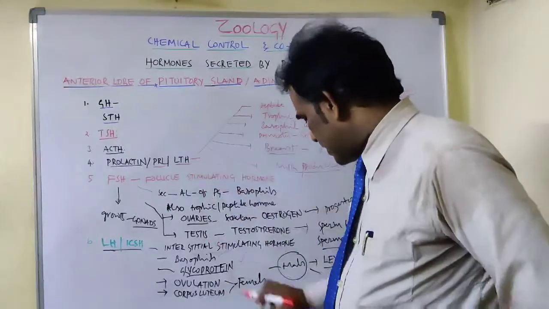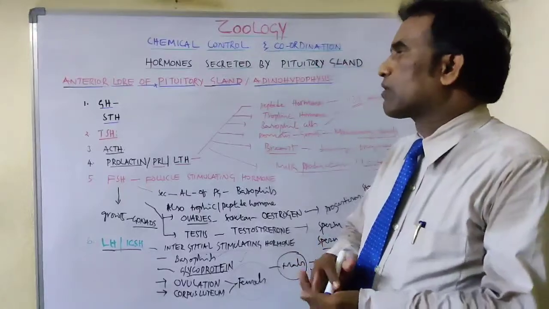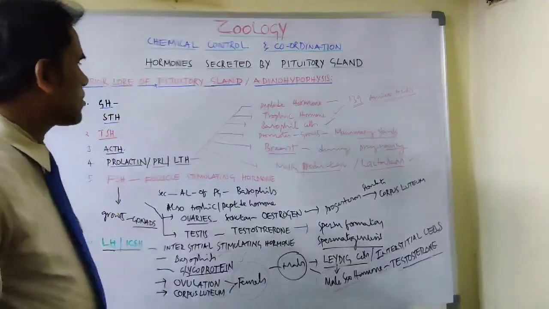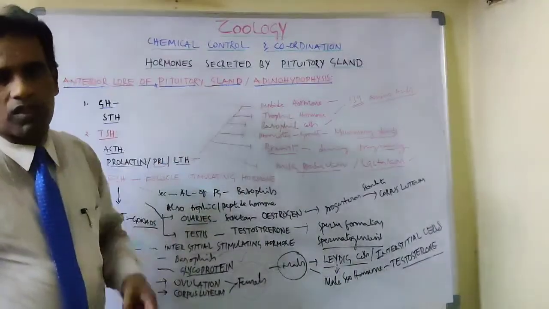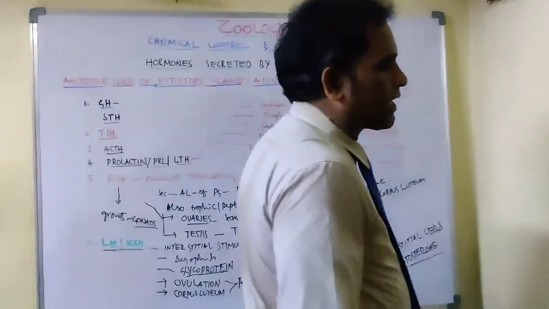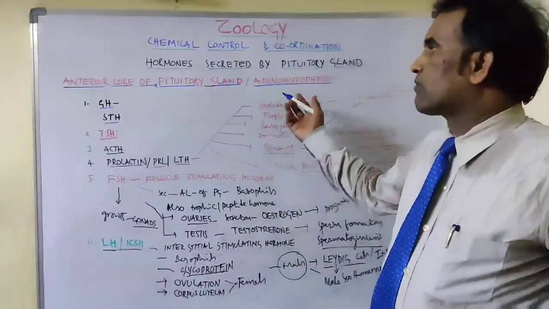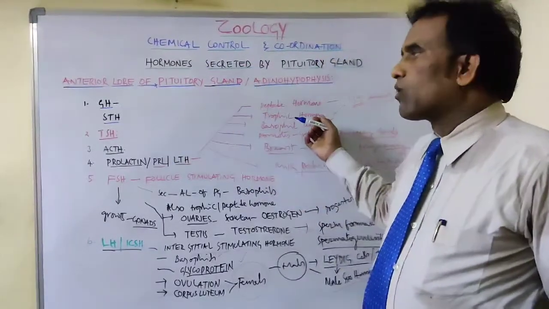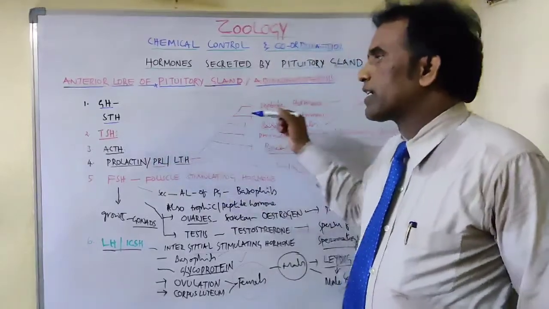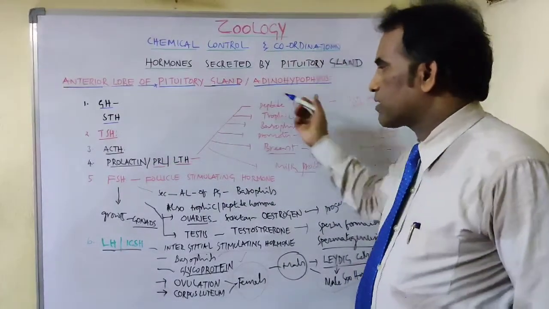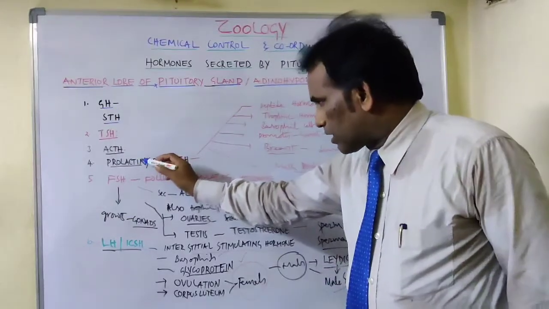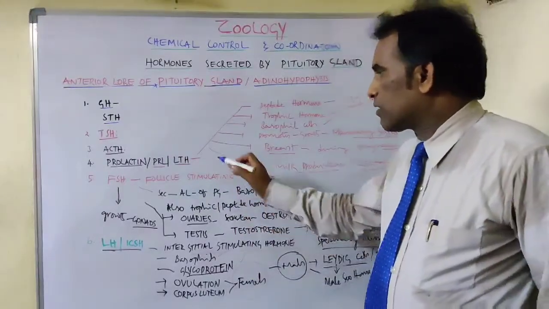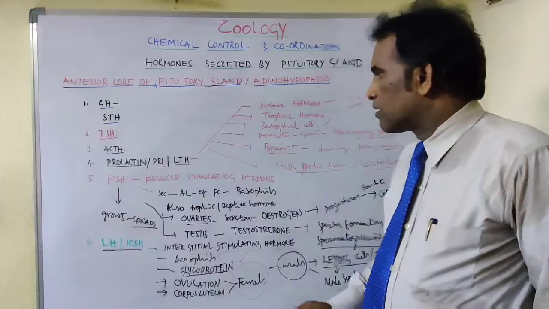So the anterior lobe of pituitary gland secretes six hormones. All six hormones are called trophic hormones, meaning hormones which control other endocrine glands. Therefore, growth hormone promotes growth, thyroid stimulating hormone promotes secretion of thyroxine from the thyroid gland, ACTH stimulates the adrenal gland to secrete adrenaline as well as cortisol, and prolactin helps in milk secretion.